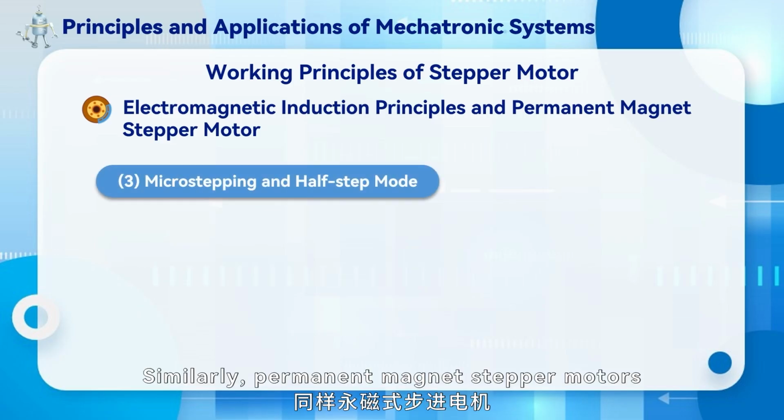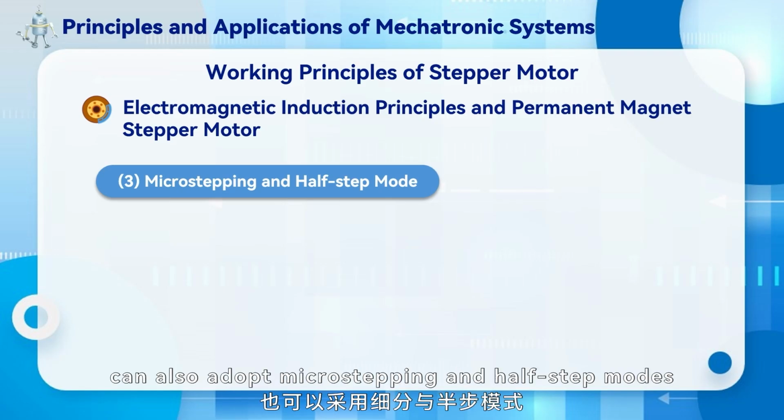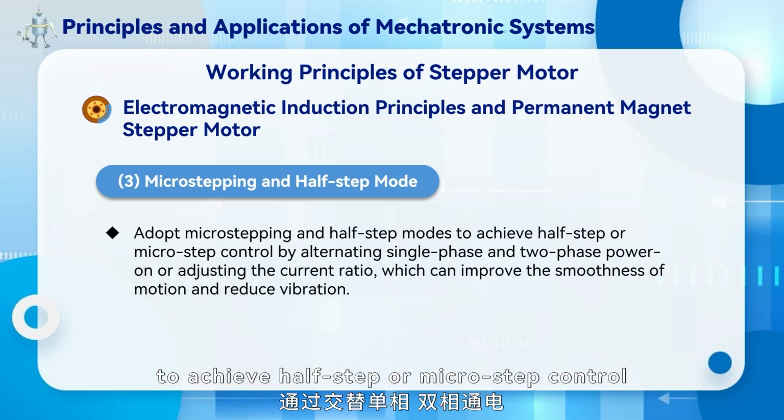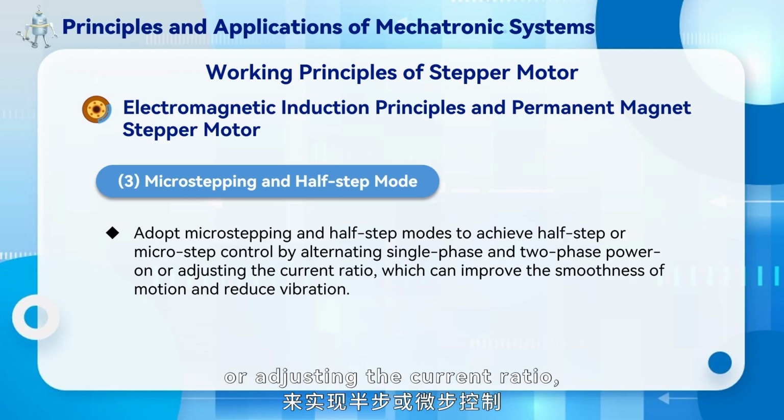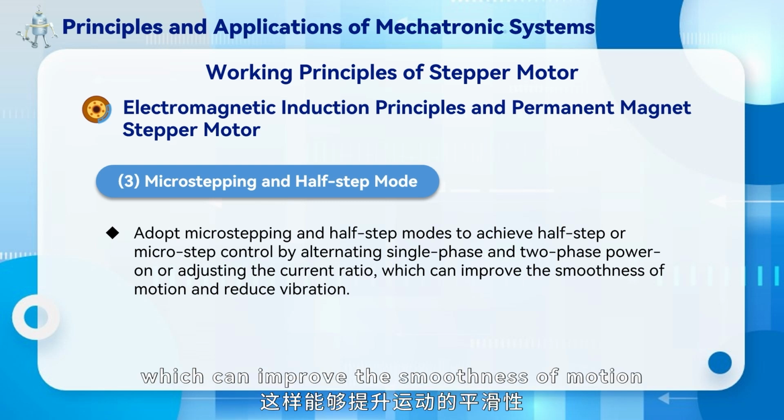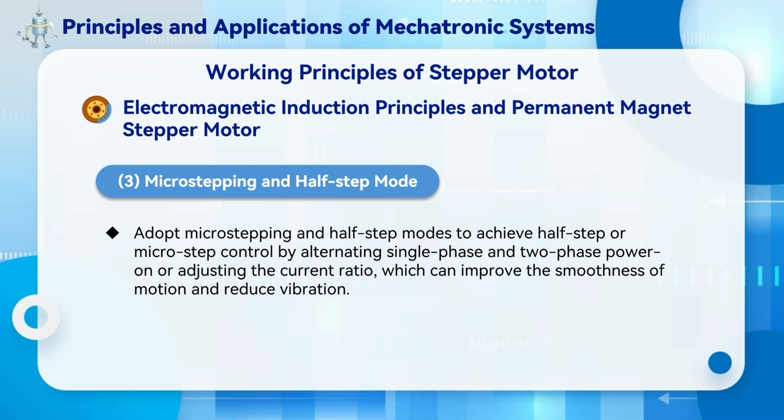Similarly, permanent magnet stepper motors can also adopt micro-stepping in half-step modes to achieve half-step or micro-step control by alternating single-phase and two-phase power on or adjusting the curve ratio, which can improve the smoothness of motion and reduce vibration.